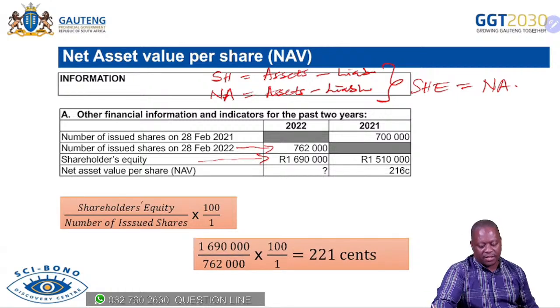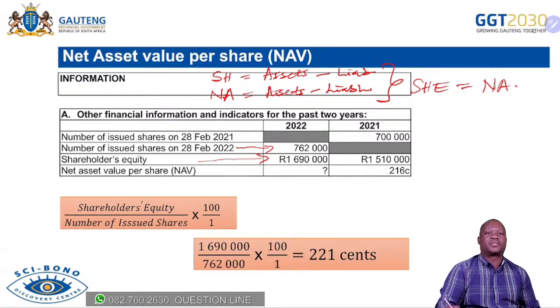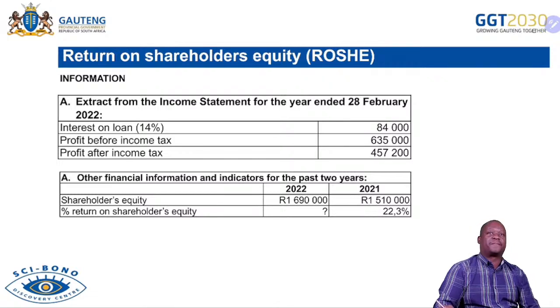So it's 1,690,000 divided by 762,000, which is the number of issued shares. And then this is going to give us 221 cents. So it means the net asset value per share is 221 cents. For 3 marks, not bad at all. Let's look into the next indicator.